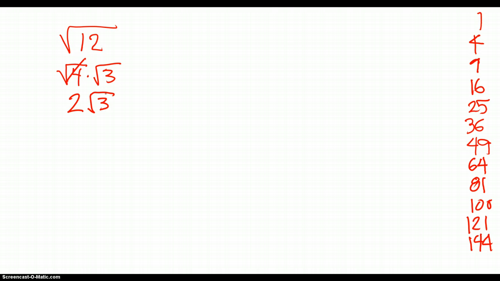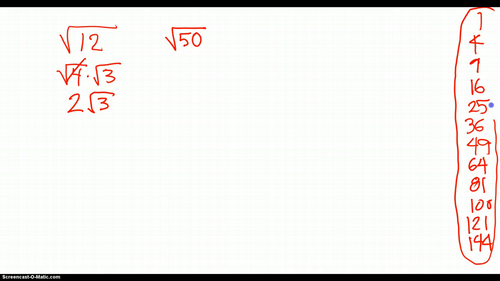Okay, let's try the square root of 50. So again, these numbers over here are the only numbers that help us. We're trying to take perfect squares out. So I could call this 5 times 10, but that doesn't help me because 5's not a perfect square and 10's not a perfect square. So I want to pick something off of this list over here.